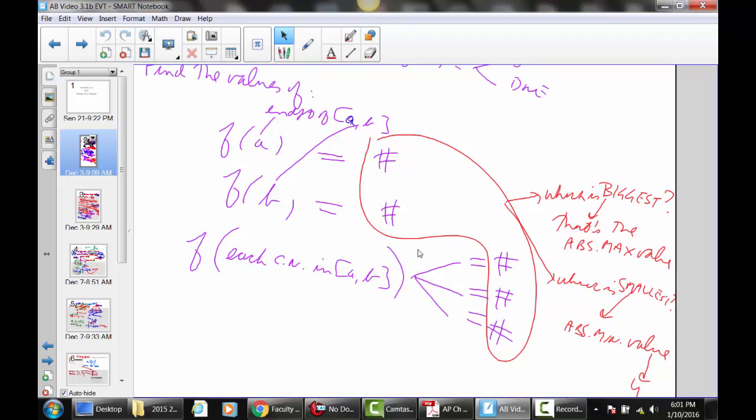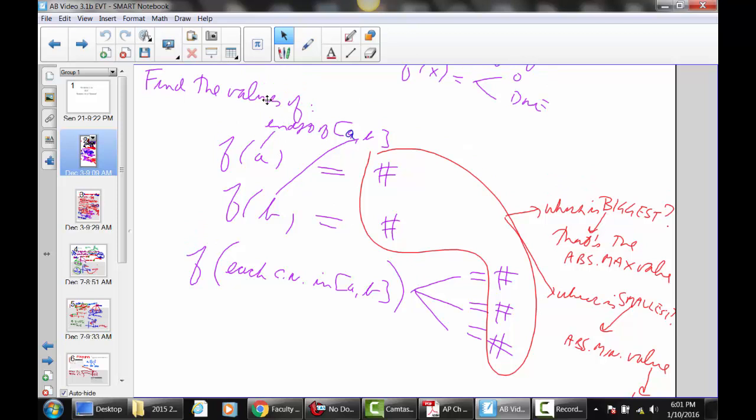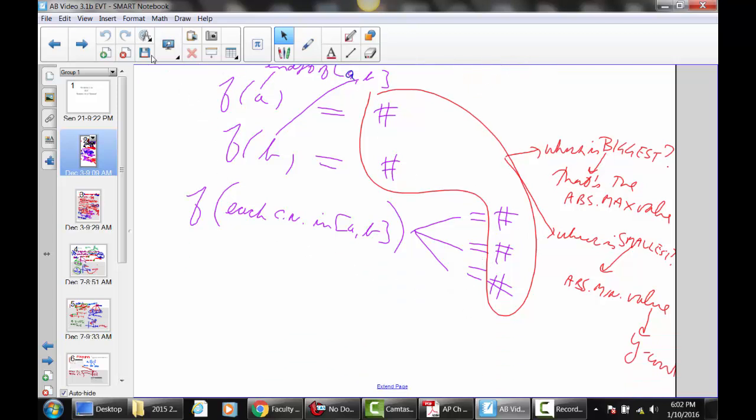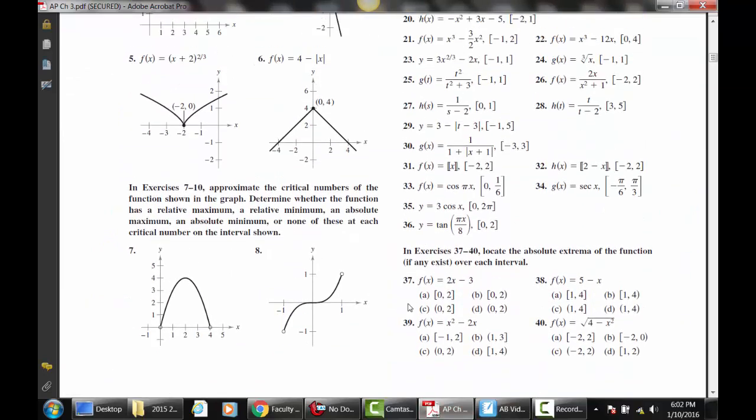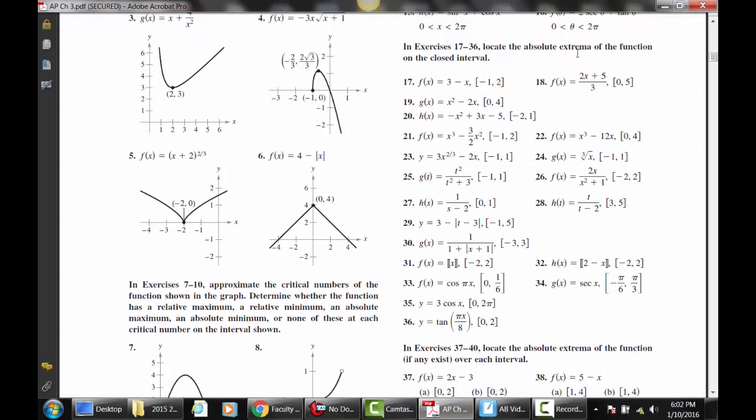Once you have those critical numbers, to find the values of the absolute extrema, you're going to find f of a, the left endpoint of your closed interval, f of b, and f of each critical number that you found that's between a and b. Once you have these y values, the largest of them is the absolute max value, the smallest is the absolute min value.